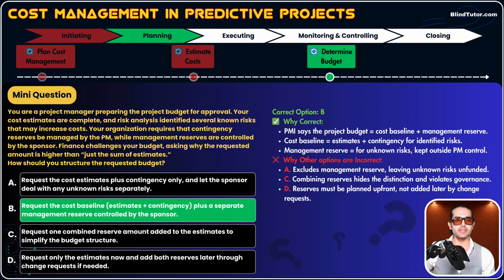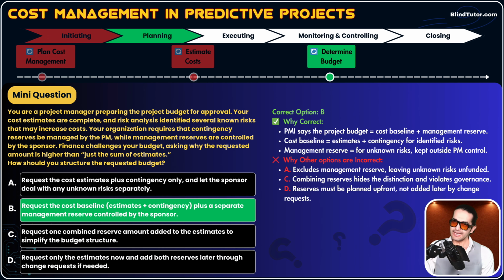Option C says request one combined reserve. There is no such thing as one combined reserve, guys. That's why we have two separate definitions, contingency reserve and management reserve. Contingency reserve is controlled by the project manager in most projects, guys. Management reserve is controlled by an upper-level authority like the sponsor. That's why it is called management. For example, the PMO office or the project sponsor controls management reserve.